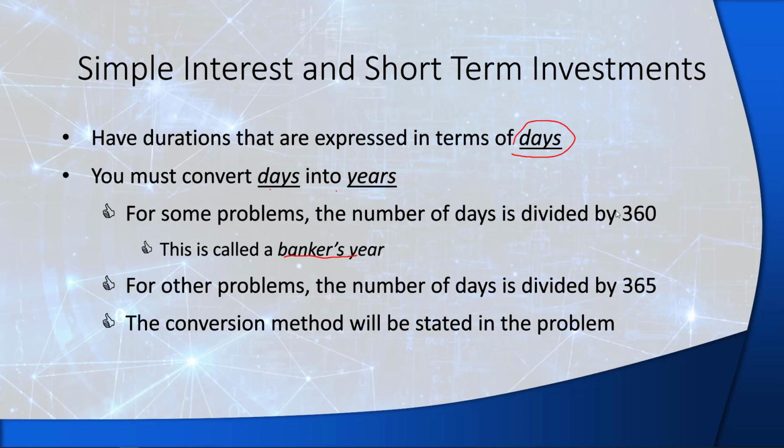And the reason why we like to use 360 is because it's a very easy number to work with. It actually has a lot of divisors. As a matter of fact, every integer between 1 and 10 is a divisor of 360, with the sole exception of 7. And therefore, in every problem in this section, we will assume that 1 year is equal to 360 days. Now, for other problems in other sections, we will assume that there are 365 days in a year. But nonetheless, whatever the conversion method is, it will be stated in the problem.